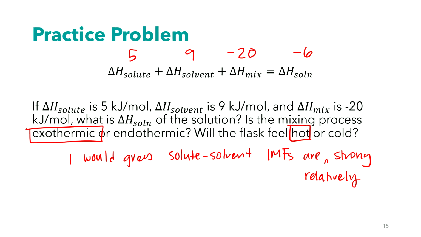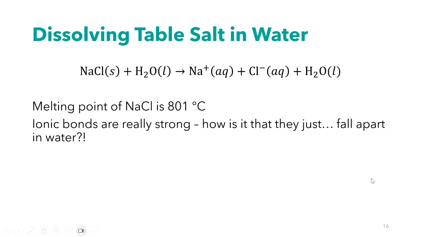So let's actually take this and put it onto a real life example, one that we are very familiar with. At some point, I imagine all of us have put salt, as in NaCl, into water. It dissolves, and you just take that for granted. Salt dissolves in water. But when you learned about bonding, are ionic bonds really strong or are they weak?